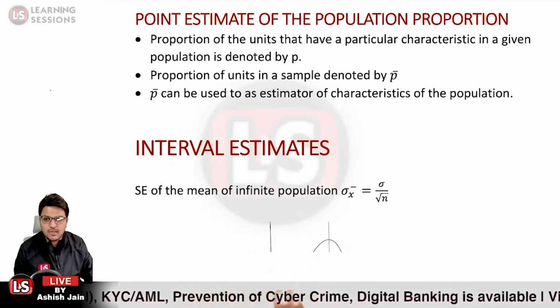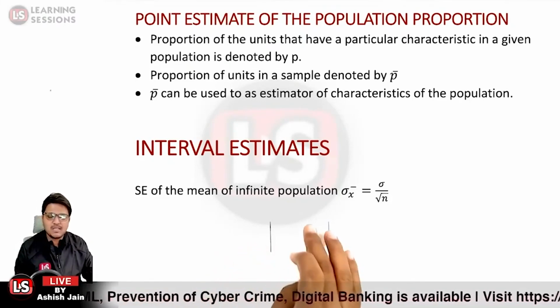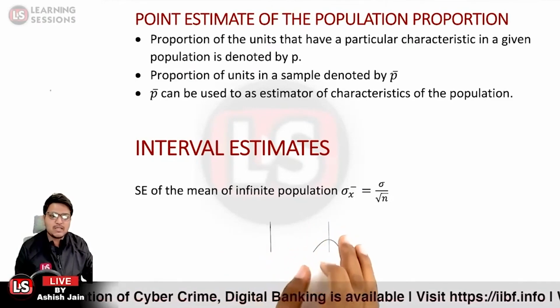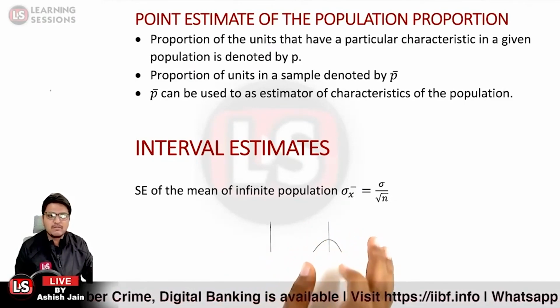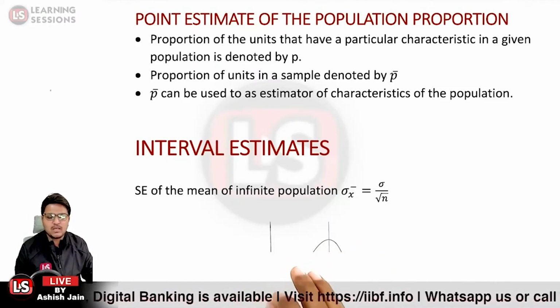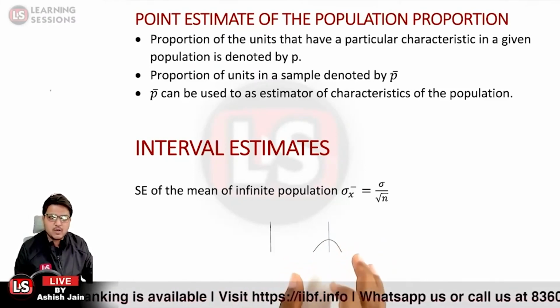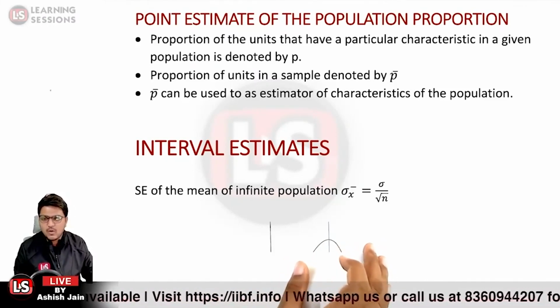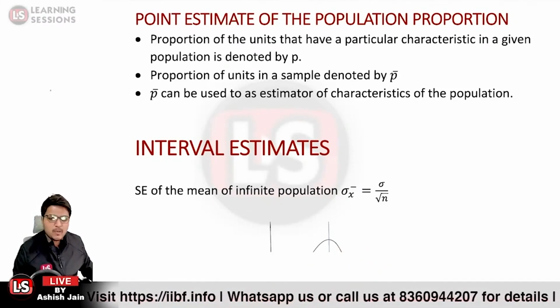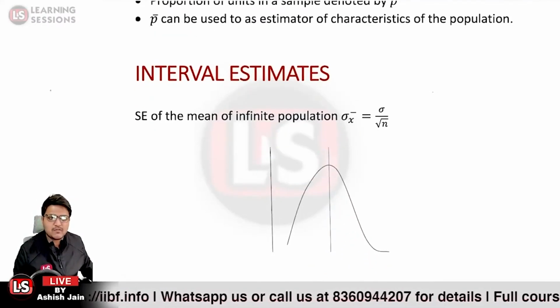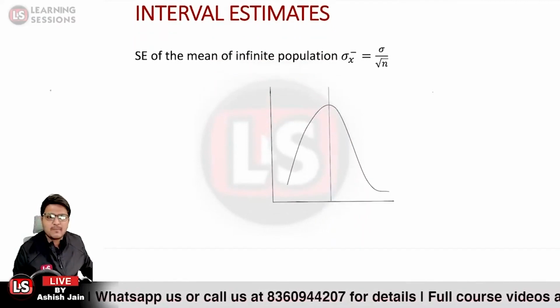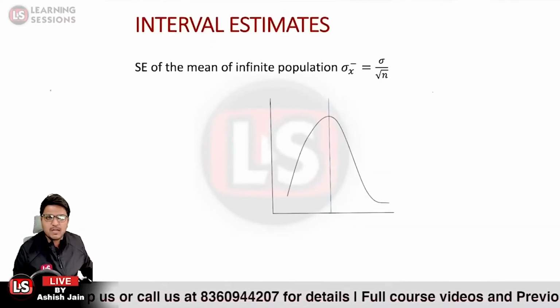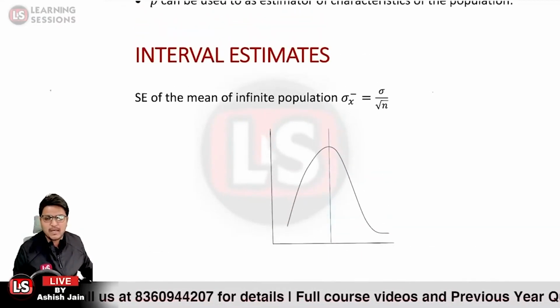I just told you that if the population is infinite, and further if the population is finite but sampled with replacement, in that case sigma x bar is equal to sigma divided by under root of n. That is this particular formula. Also, if the population is a finite population, in that case it will be multiplied by the finite population multiplier.